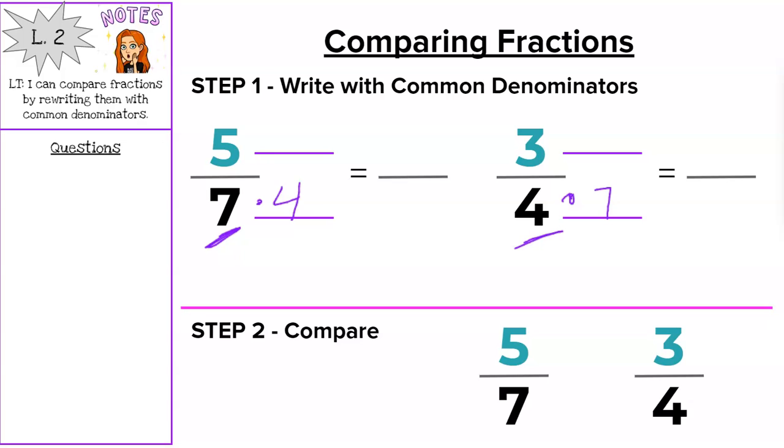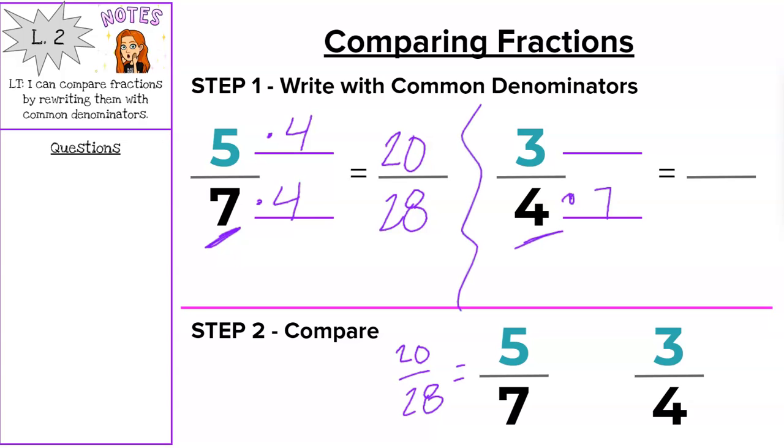But again, if I multiply 7 by 4, I have to multiply its numerator also by 4. So 5 times 4 is 20, and 7 times 4 is 28. So 5 over 7 equals 20 over 28. Those are equivalent fractions. And then on our second fraction, 4 is multiplied by 7, so that means 3 is also multiplied by 7. 3 times 7 is 21, and 4 times 7 is 28. So 3 over 4 is equal to 21 over 28.